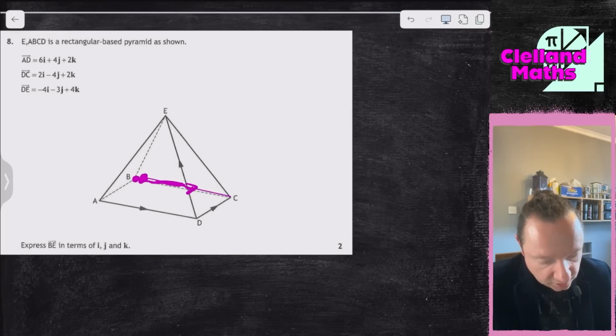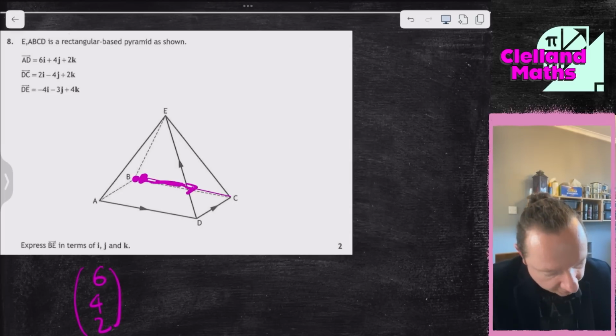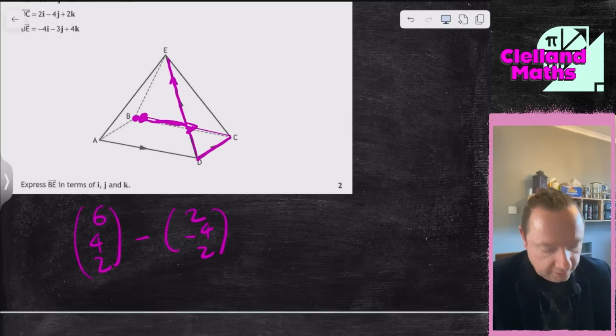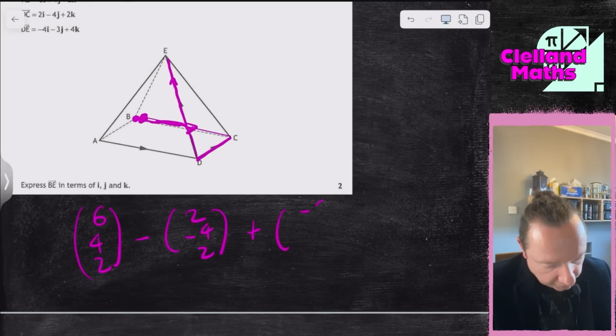So B to C, which is the same as A to D. Let me write that down: 6, 4, 2. I always work in component form and change back. And then I need to go along here, which is the opposite direction of D to C. So minus 2, minus 4, minus 2. And then I need to go up here to get to E, which is the same direction as D to E. So plus again, minus 4, minus 3, 4.